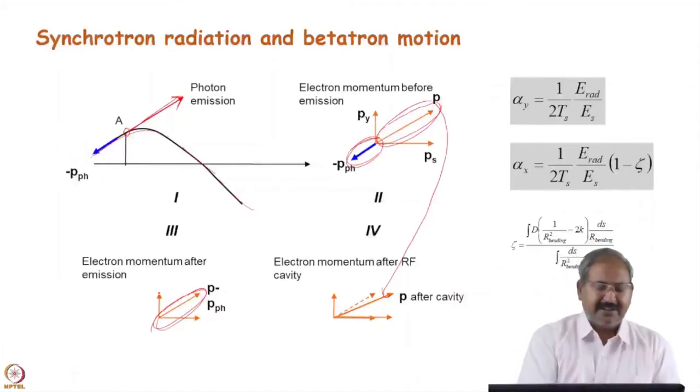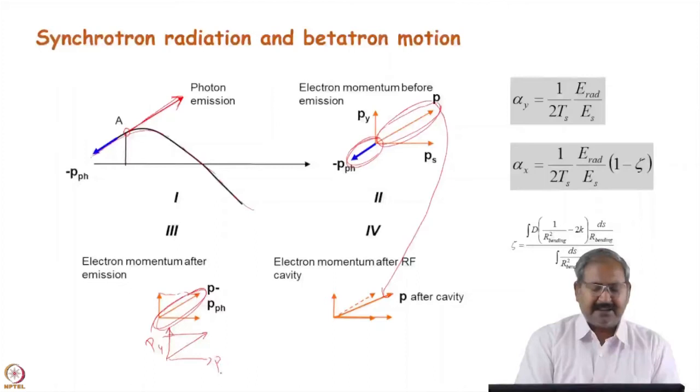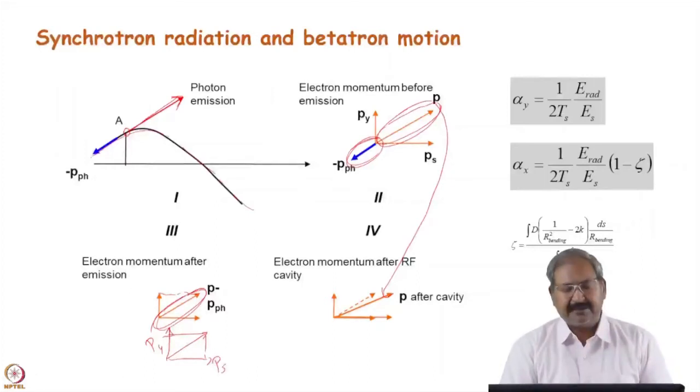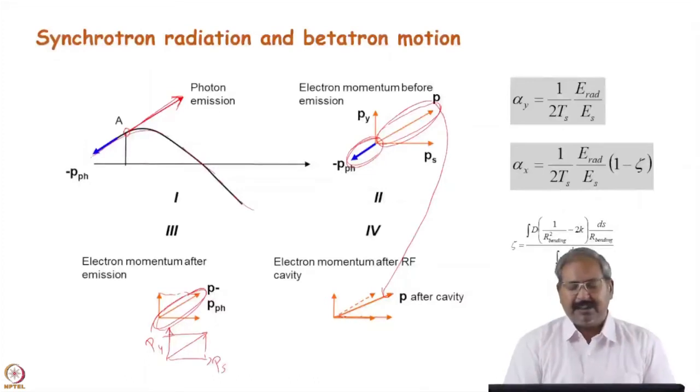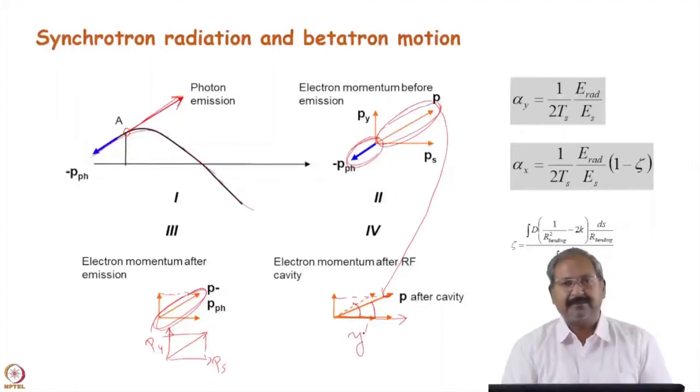However, again you can see that here, in this case, again I am drawing here for clarity. Here it is the PY component and it is the PS component. The cavity replenishes momentum via PS only. So the PS component has been increased, while the PY component remains at its reduced level. So this angle of the particle trajectory with respect to the design trajectory has been reduced, means Y prime has been reduced. And if Y prime has been reduced, means the amplitude of betatron motion has been reduced. Means emission of radiation damps out the betatron oscillations. So there is a kind of damping due to radiation in the betatron oscillations.